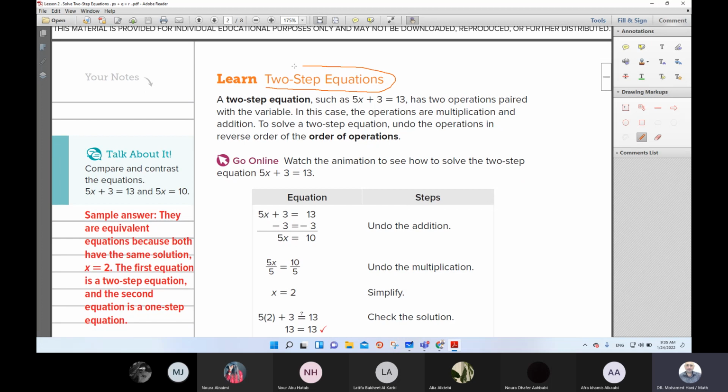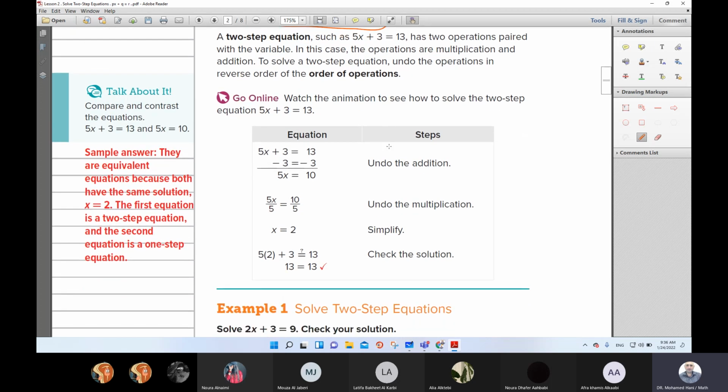A two-step equation such as 5x plus 3 equal 13 has two operations paired with the variable. In this case, the operations are multiplication and addition. To solve a two-step equation, do the operations in the reverse order of the order of operations.